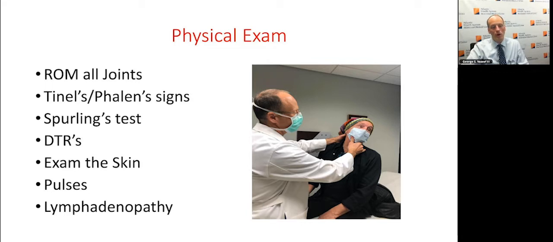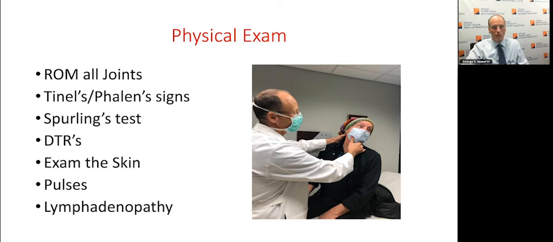This is a Spurling's maneuver. I try to laterally rotate them as much as I can before I put a lateral bend away from me. It's interesting. I'll hold that for a few seconds to see if they develop any numbness or tingling in their hands. Often they won't, and then 15 to 30 seconds later, I'll see them shaking out their hand, and lo and behold, it takes effect.